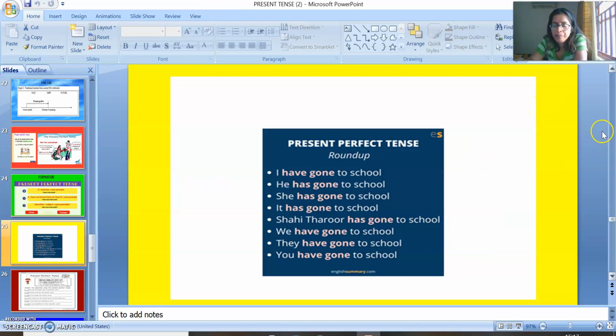So quickly I'm going to read out these sentences. I have gone to school. He has gone to school. She has gone to school. It has gone to. No, this sentence is incorrect. So I'm just going to skip this sentence. Shashi Tharoor has gone to the school. We have gone to school. They have gone to school. You have gone to school. Okay.